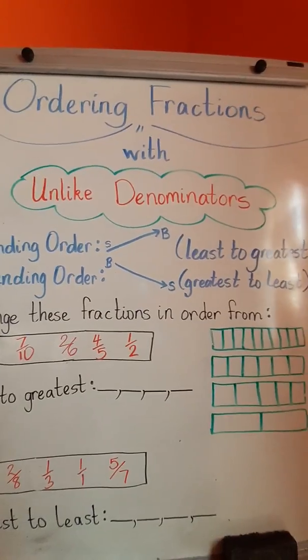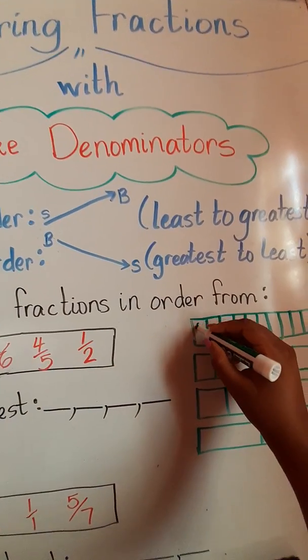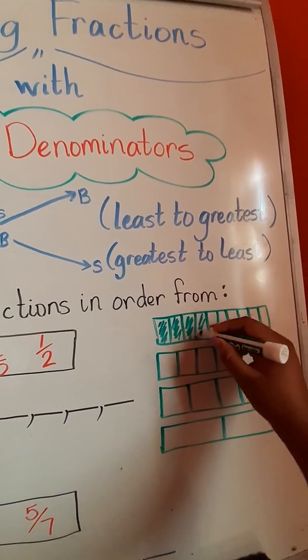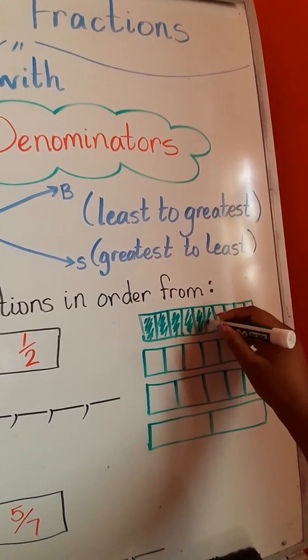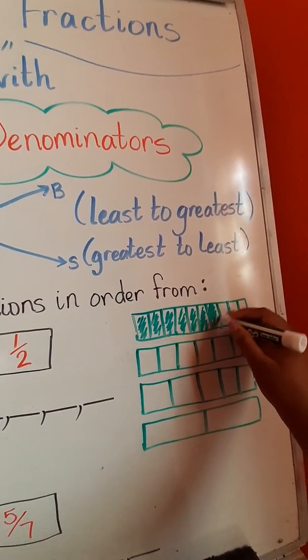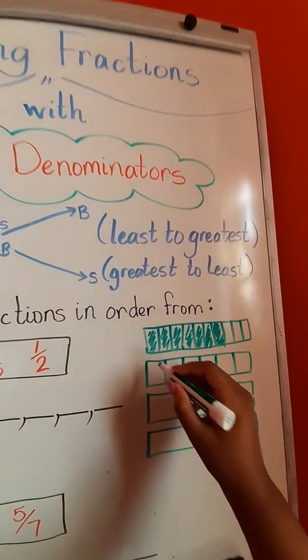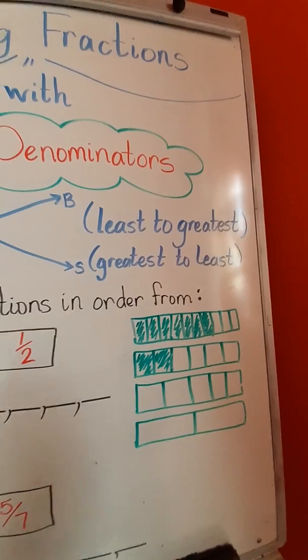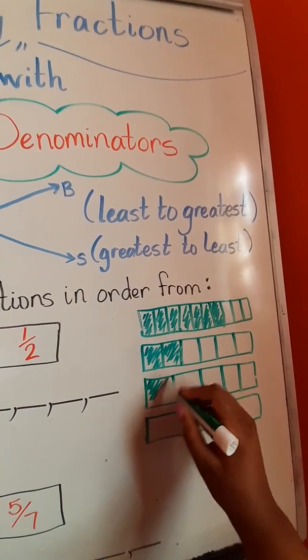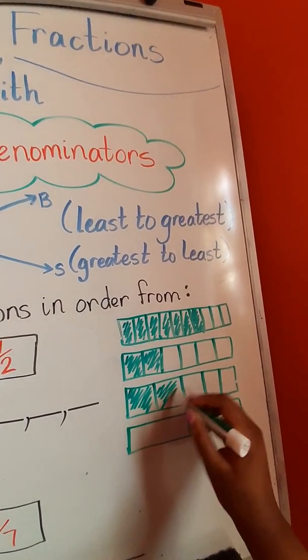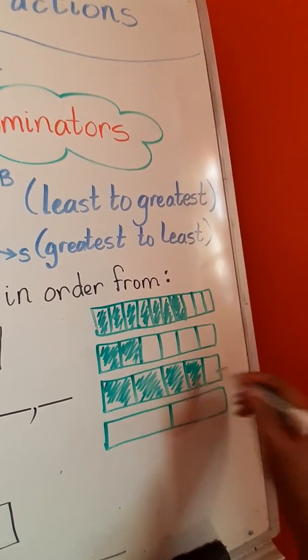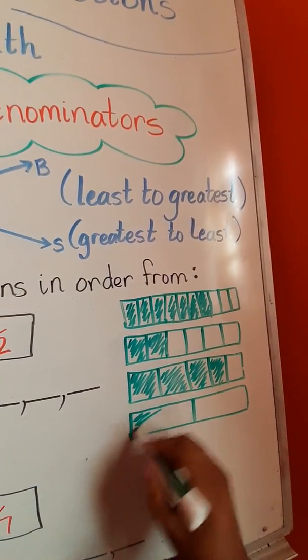Now let's shade the parts. 7: 1, 2, 3, 4, 5, 6, 7. Then 2 over 6: 1, 2. Then 4 out of the 5: 1, 2. Please forgive my coloring. 3, 4. And then we're going to have 1 out of the 2 parts.